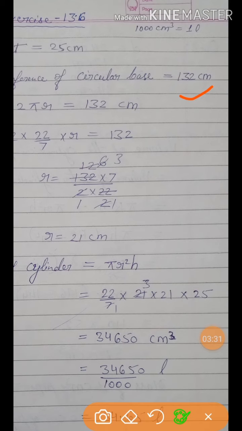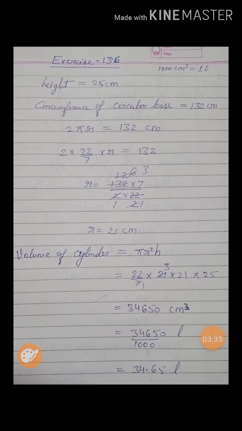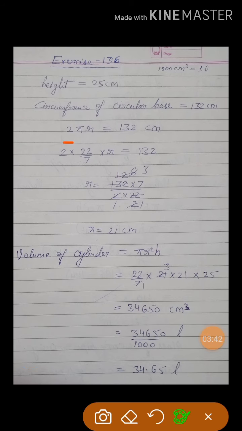We know that the circumference of the circular base is 2 pi r. The circular base is just like a flat circle, so 2 pi r. In place of circumference we have written 2 pi r equal to 132, as given in the question. Now we put the value of pi, and r we need to find. Then we shall transpose the values towards the right hand side and we shall get the radius as 21 centimeter.